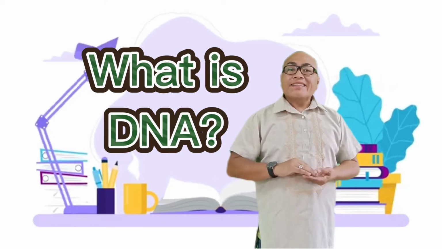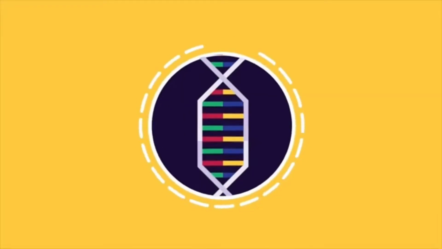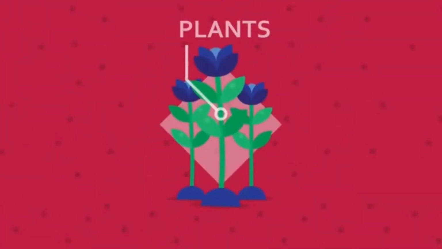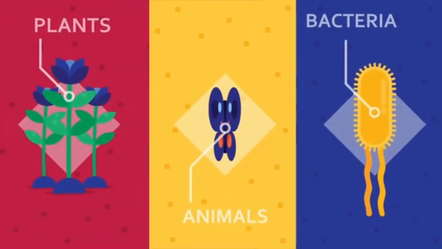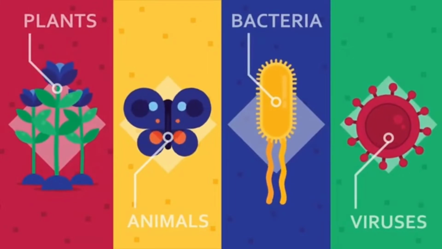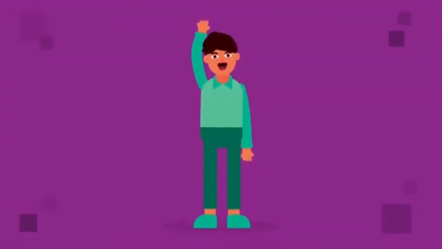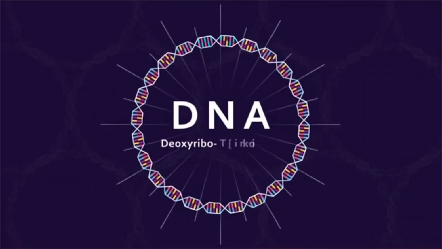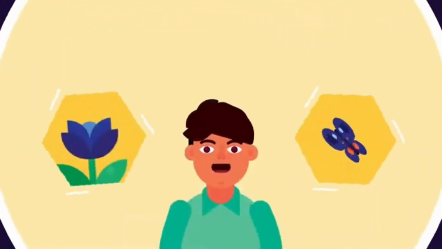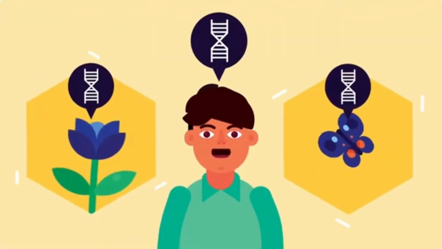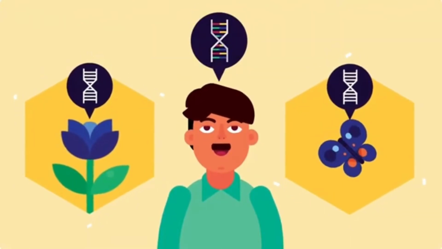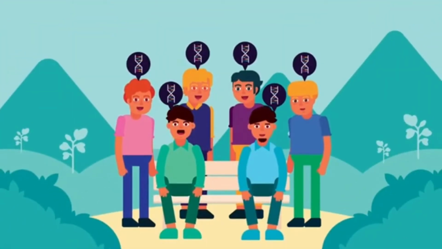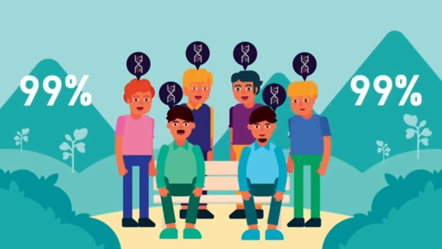What is DNA? Every living organism on Earth has DNA in its cells. Deoxyribonucleic acid or DNA is a molecule that contains the biological instructions that make each species unique. DNA, along with the instructions it contains, is passed from adult organisms to their offspring during reproduction.